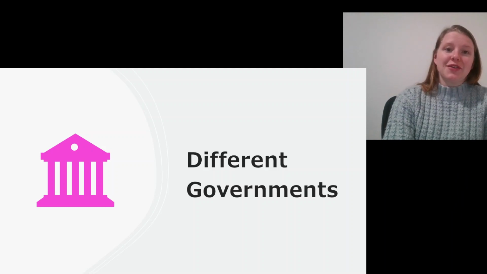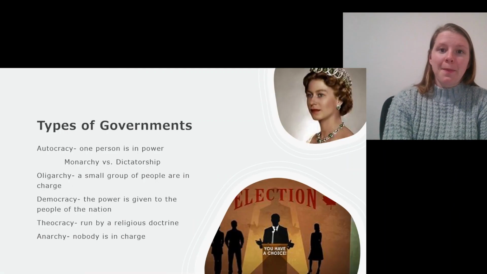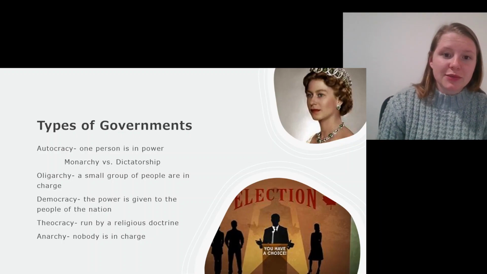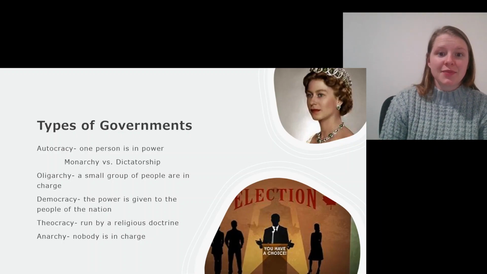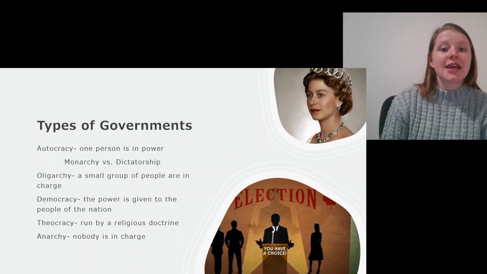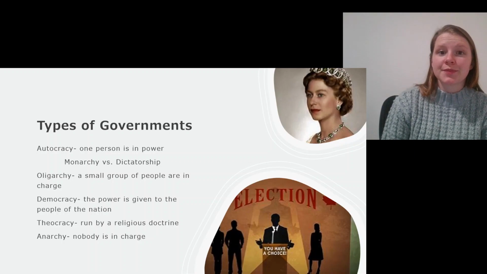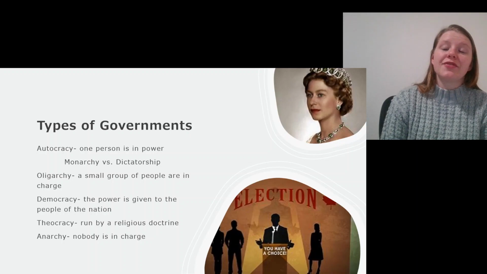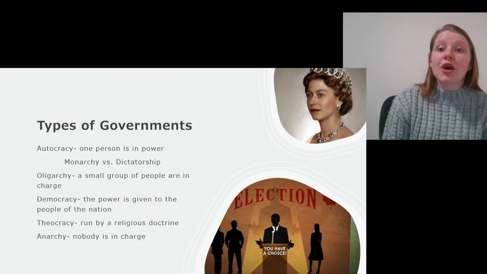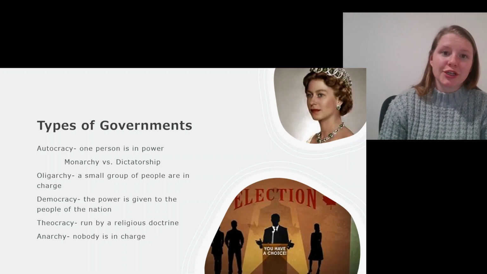So, different governments. Within the first one, which is an autocracy, there are two different types, monarchy and dictatorship. Within this government, there's only one person that has power. Then we have an oligarchy. In this government, there's a small group of people that are in charge.